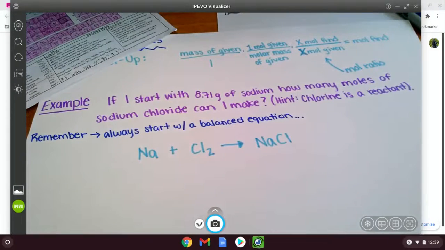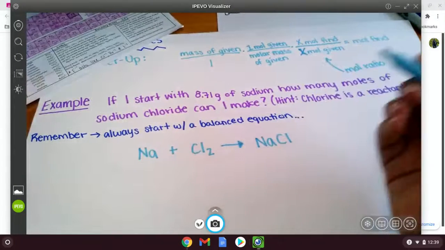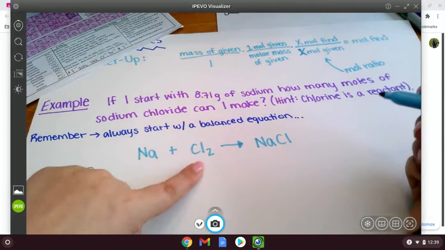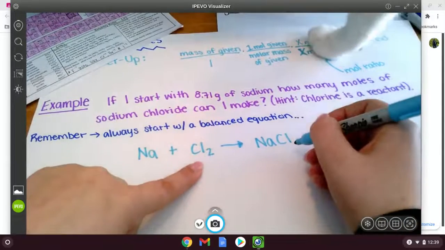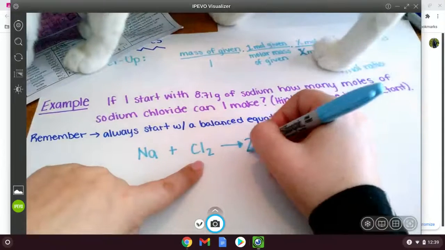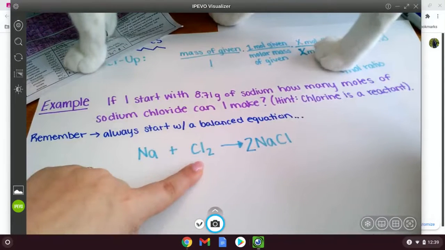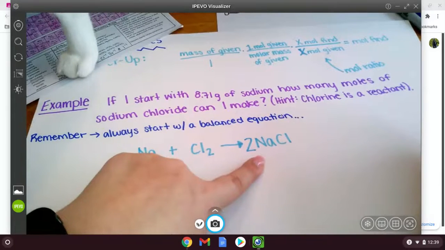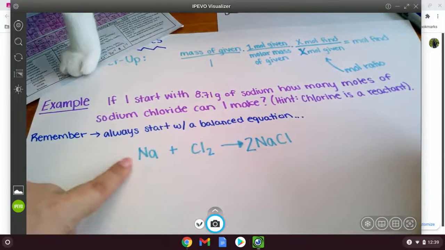Now that I have the skeleton equation, I'm going to balance it. So I have 2 chlorines on my reactant side, so I need 2 on my product side. So I'm going to put a 2 in front of my NaCl. That changes how many Na I have. So I have 2 sodiums on my product side, and I only have 1 on my reactant side.